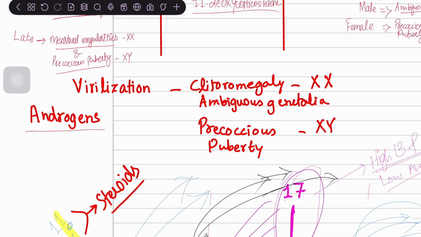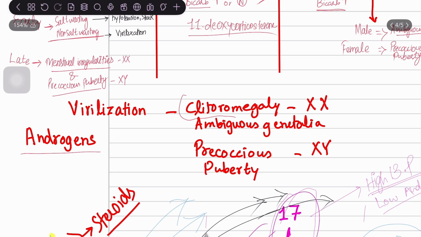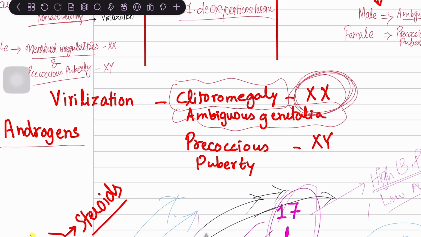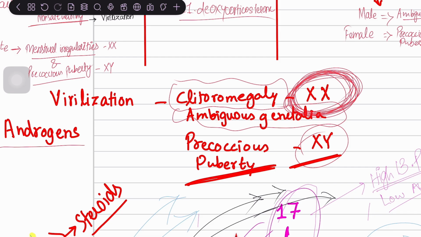The USMLE can give you virilization of babies. For virilization, we mean androgens are high. And when androgens are high, there is clitoromegaly, or it can say ambiguous genitalia, but for XX only in this case. Because XX is a female, and a female with high androgens undergoes virilization. For a male, XY, it is precocious puberty later in life.